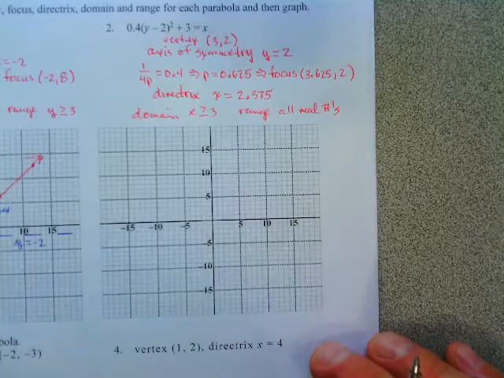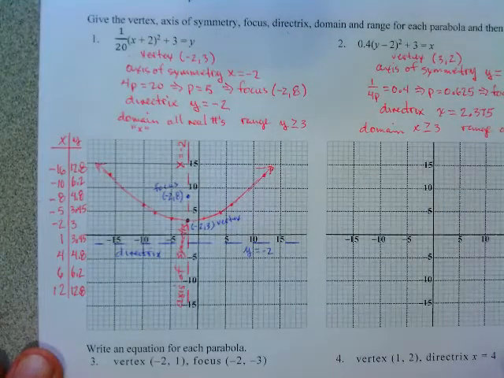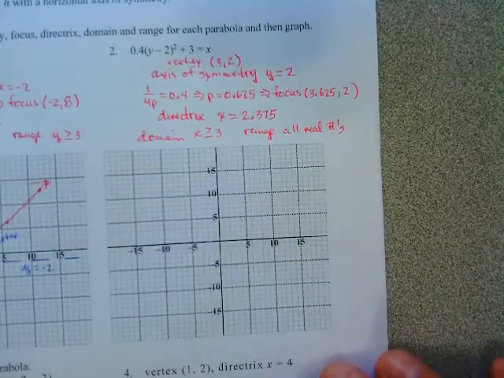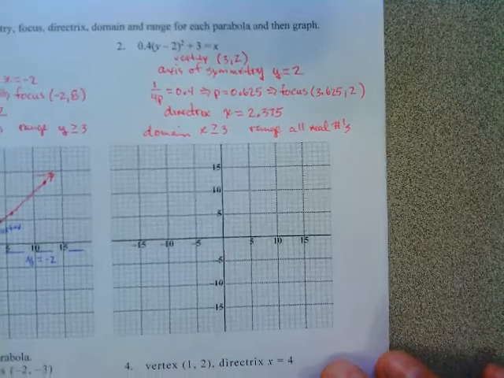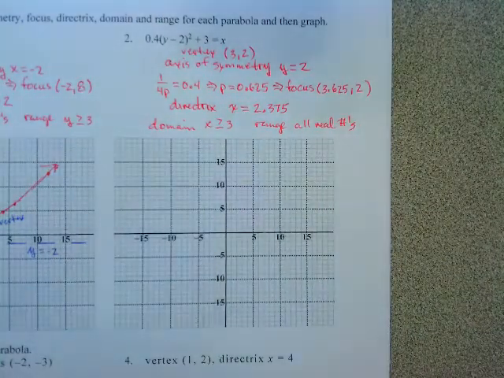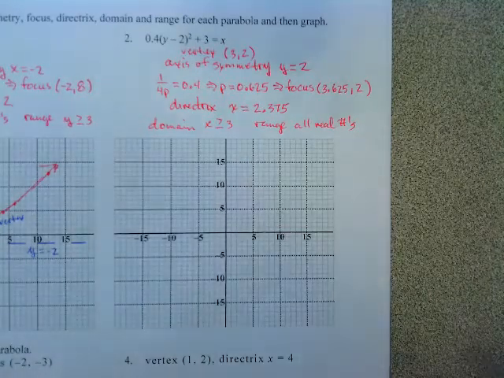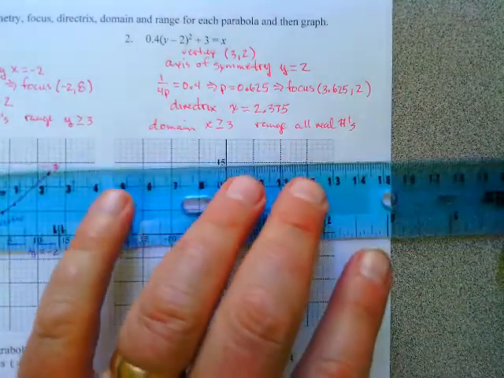And this is typical for domain and range. When I have a vertical parabola, it's generally going to be all reals for the x, and then the range will be limited by the vertex. When I have a horizontal parabola, the range will have all real numbers, and it'll be the domain that's limited by the vertex. Alright, so now that we have that, all we need to do is make a graph. So I'm going to go ahead and put it off to the side here.